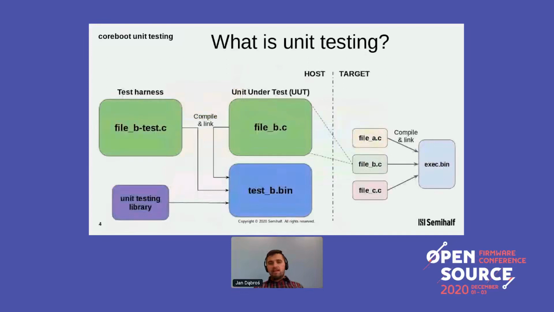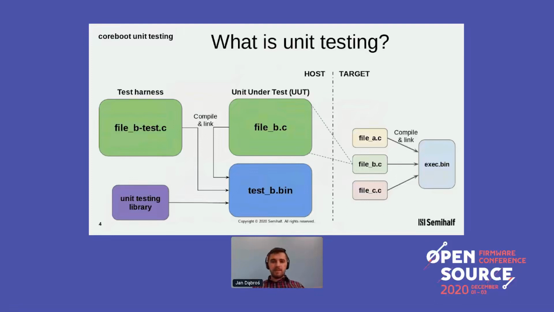In unit testing, we are taking one compilation unit and isolating this from the other units, and implementing a test harness, which is validating the API of this unit under test. And on the host machine, we are compiling and linking them together to create a test binary. And this test binary is executed on the host machine. And this way we can verify the API of our unit under test.